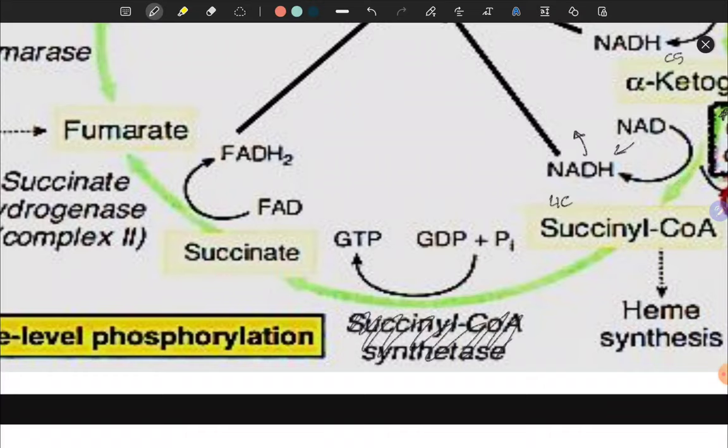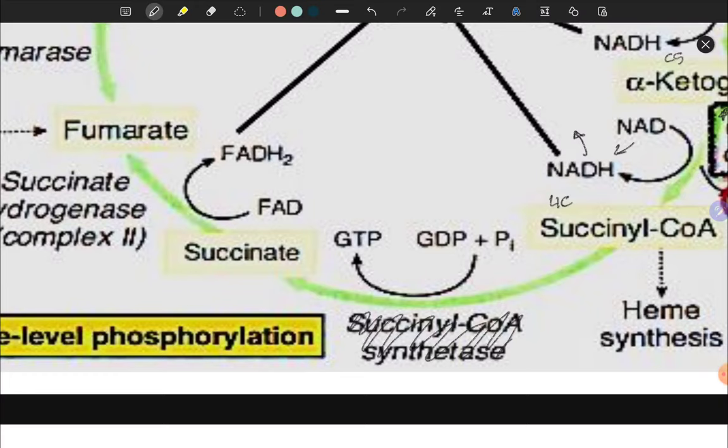So this is the third and the last example of substrate level phosphorylation, in which the substrate is used to phosphorylate GDP or ADP to ATP and generate energy. Now, succinate will convert to fumarate, generating FADH2. NADH goes to the electron transport chain, but FADH2 will generate 2 ATP in the electron transport chain. How? We will discuss it in the last lecture.